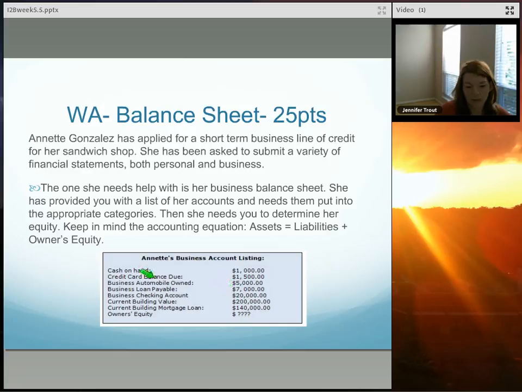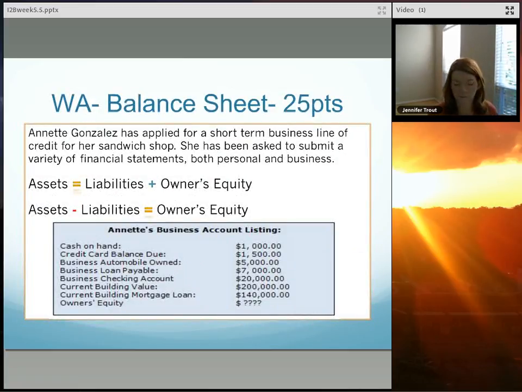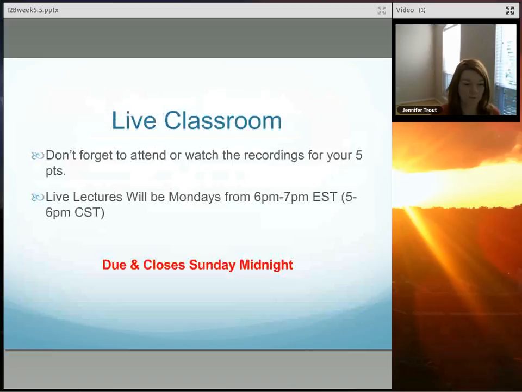I think it's easy to just pick through, look at what's an asset and what's a liability. And then from there, you should be able to determine what the owner's equity is. We can go over it again further in the lecture on Monday, and we are having a lecture Monday. I know it's a holiday. You can watch it recorded if you are not available. Again, this is 25 points. Assets equal liabilities plus owner's equity, or assets minus liabilities equals owner's equity. Both of these equations can help you figure out what the owner's equity is going to be.